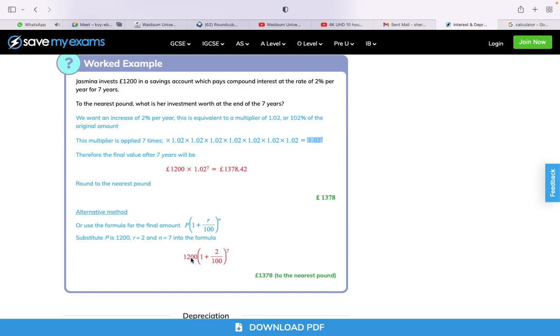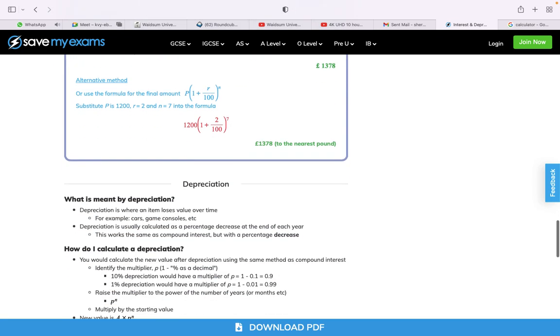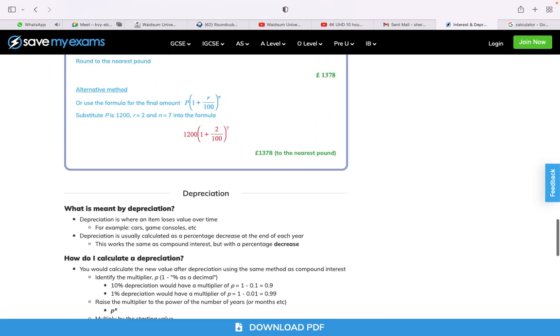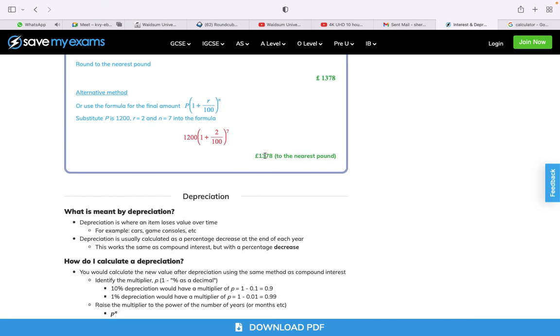Like I said, 1,200 times open bracket 1 plus 2 over 100. Remember, I just made it easier for you by making it decimal. 2 over 100 is just 0.02, to the power of 7. Then when you do that, can you see the screen? You will get 1,378 as the amount. This is the amount of money that you're going to get after investing 1,200 for 7 years at a rate of 2% compound interest. Are you with me?